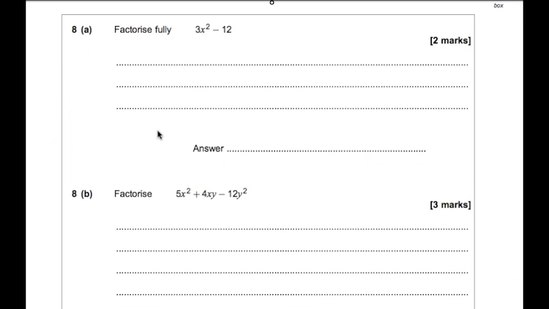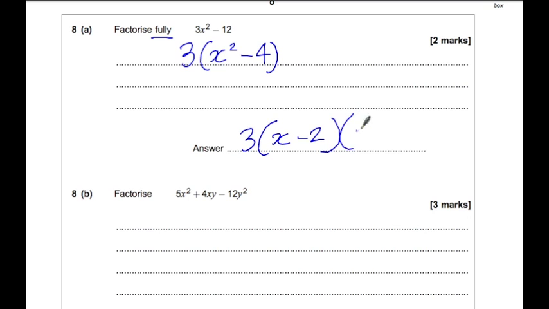Right, 8a, factorise fully. So the fully is the important part here. So we can't just take out a 3, because actually we can do more with this. So if we take out a 3, we'll have x squared minus 4. And then we've got to think, well, can we factorise this? And hopefully you can see that's the difference of two squares. So we get 3 lots of x minus 2, x plus 2.